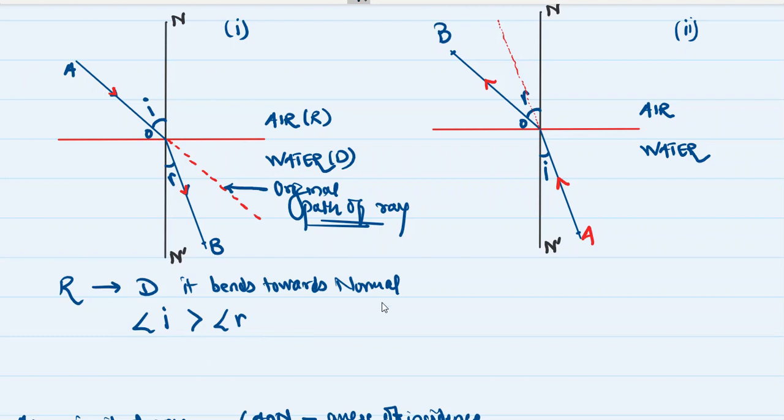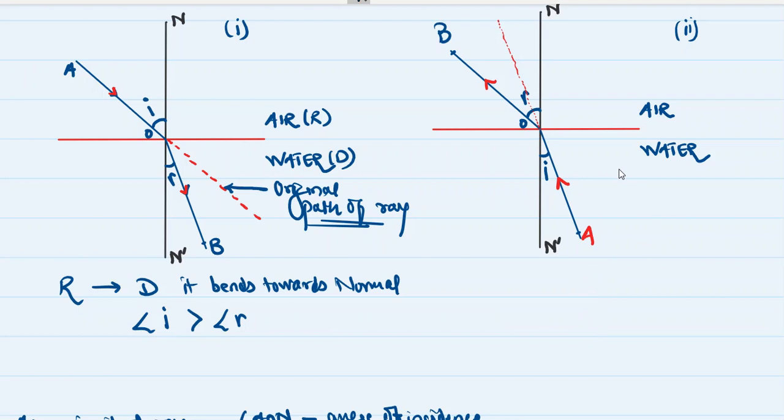So after understanding what is refraction and when and how it takes place, we have understood one very important property of refraction, that when a ray of light enters obliquely from rarer medium to denser medium, it bends towards the normal, or the angle of incidence is greater than the angle of refraction. But let's have a look at the second case.